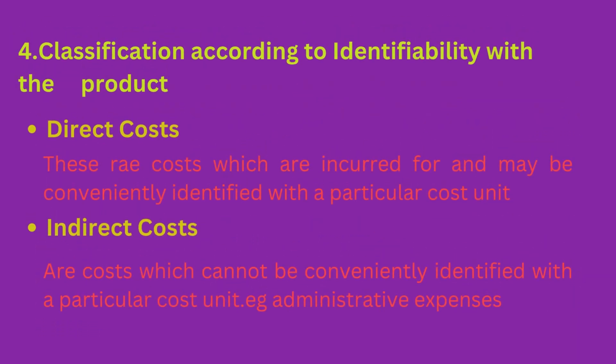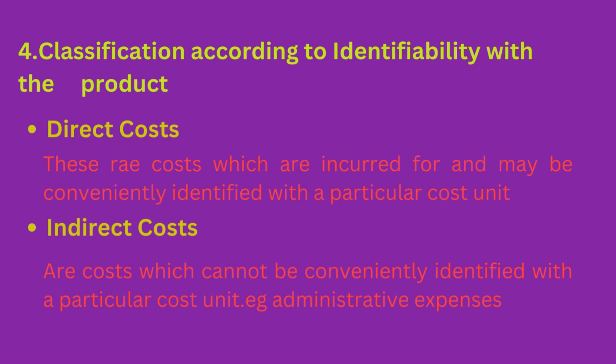The fourth class of costs is classified according to identifiability with the product. In this class, we have two types of costs. We have the direct costs and indirect costs. Direct costs are costs which are incurred and may be conveniently identified with a particular cost unit. For example, we have the direct material cost and direct labor cost. These are costs which we can conveniently identify which product they've been incurred while producing.